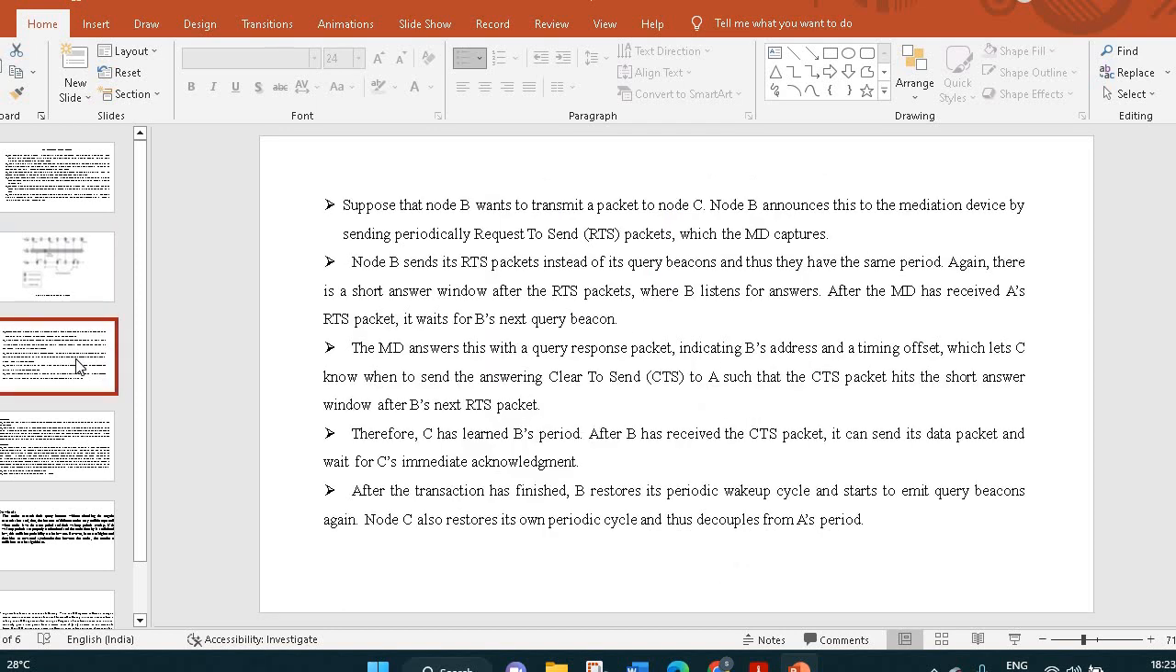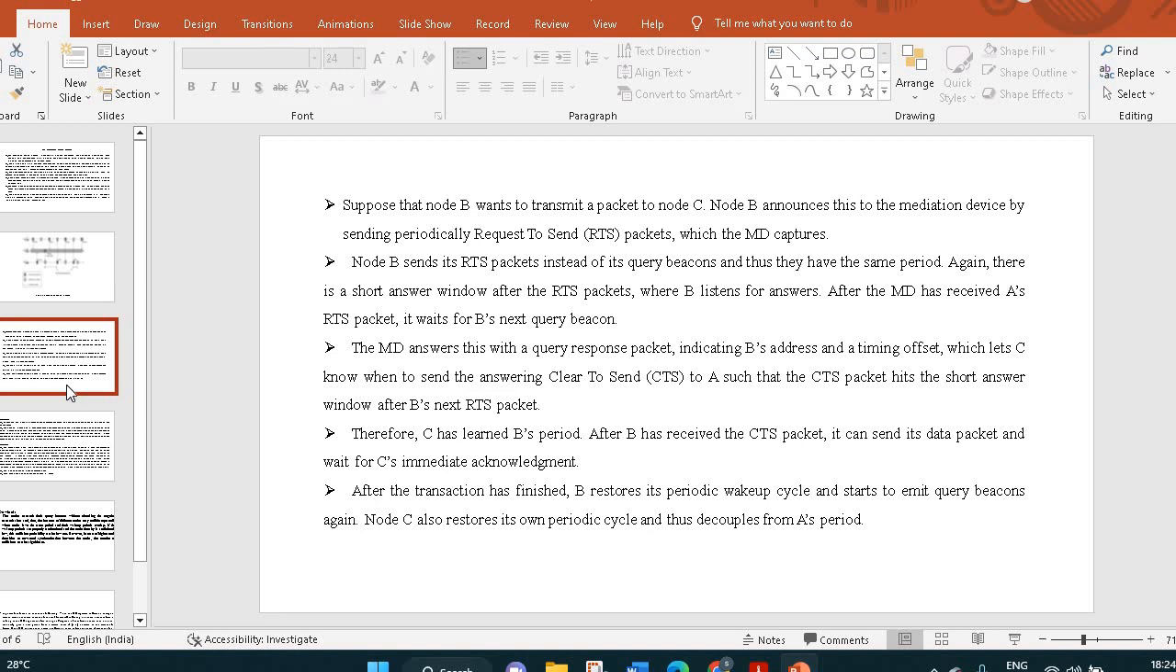Suppose that node B wants to transmit a packet to node C. Node B announces this to the mediation device by periodically sending requests to send packets, which the MD captures. Node B sends its RTS packets instead of its query beacons, and thus they have the same period. Again, there is a short answer window after the RTS packets, where B listens for answers.